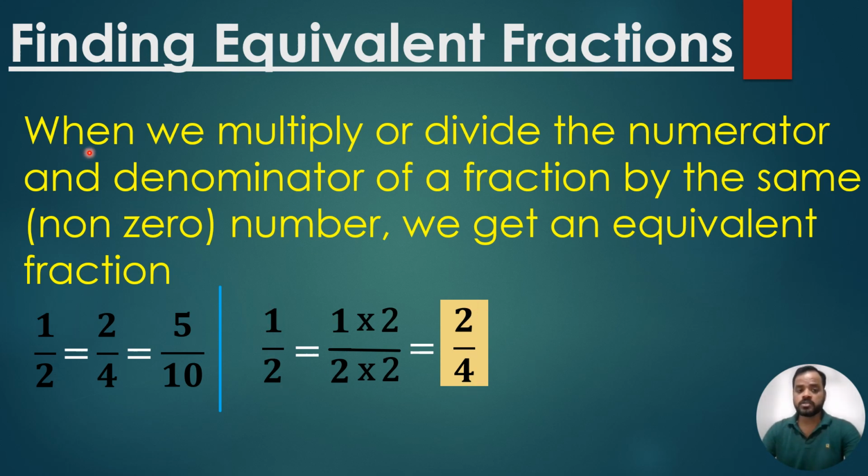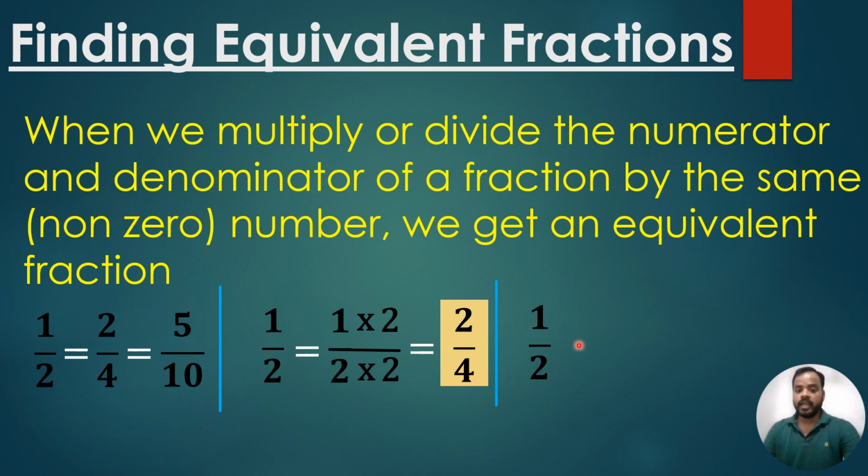Why? Because when we multiply or divide the numerator and the denominator of a fraction by the same number, we have multiplied the numerator and denominator of this fraction by 2. So we get 2 by 4. So 2 by 4 is the equivalent fraction of 1 by 2.